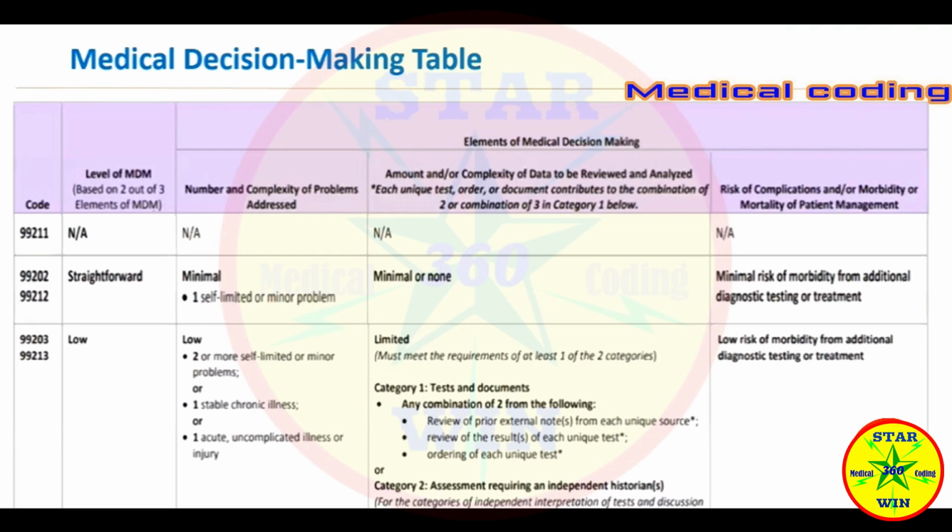Or we need at least category 2. So what is category 2? Assessment requiring an independent historian. So either category 1 should be met for limited data table, or category 2 should be met. Any one is required to consider it as limited data. Okay, coming to the risk, low risk of morbidity from additional diagnostic testing or treatment. So out of these 3, 2 tables are required to assign 99203 or 99213. Okay, any 2 is required.